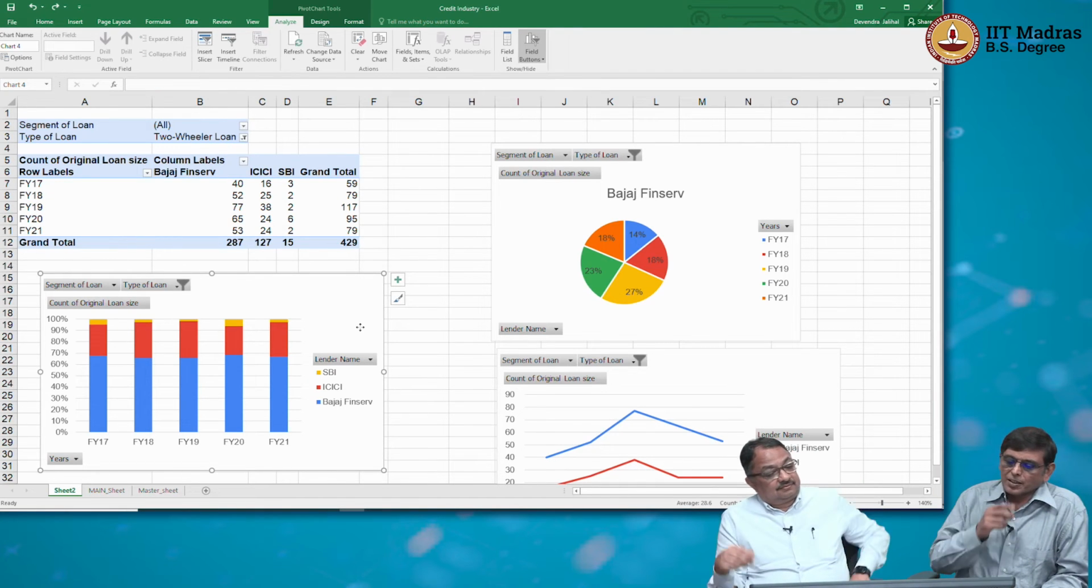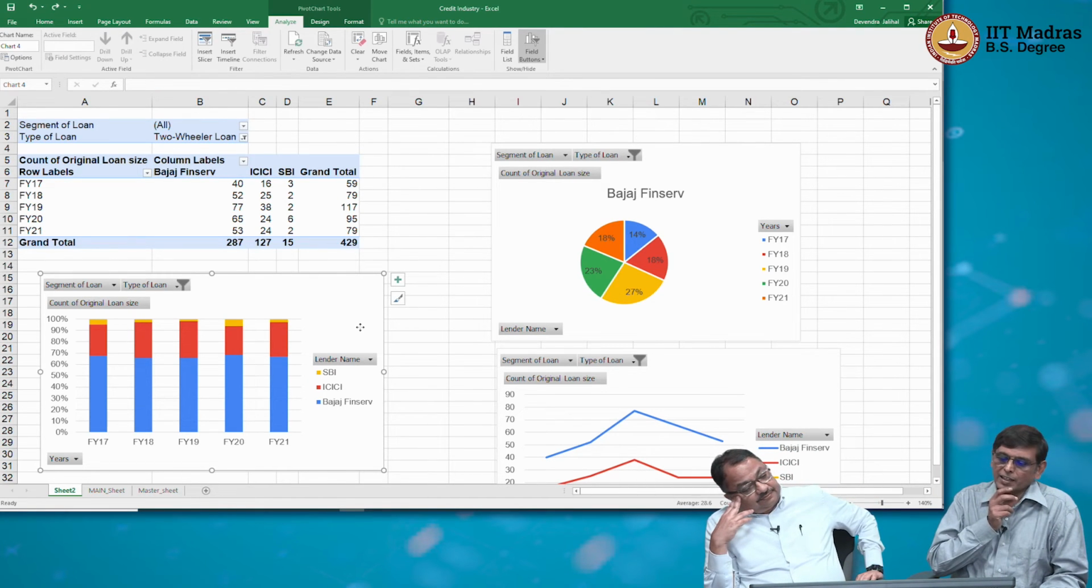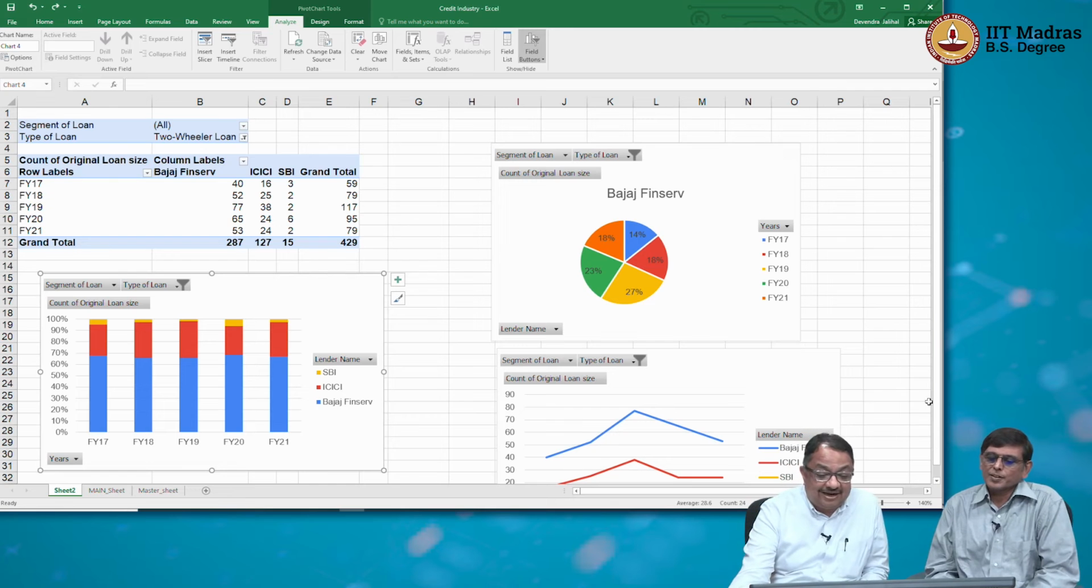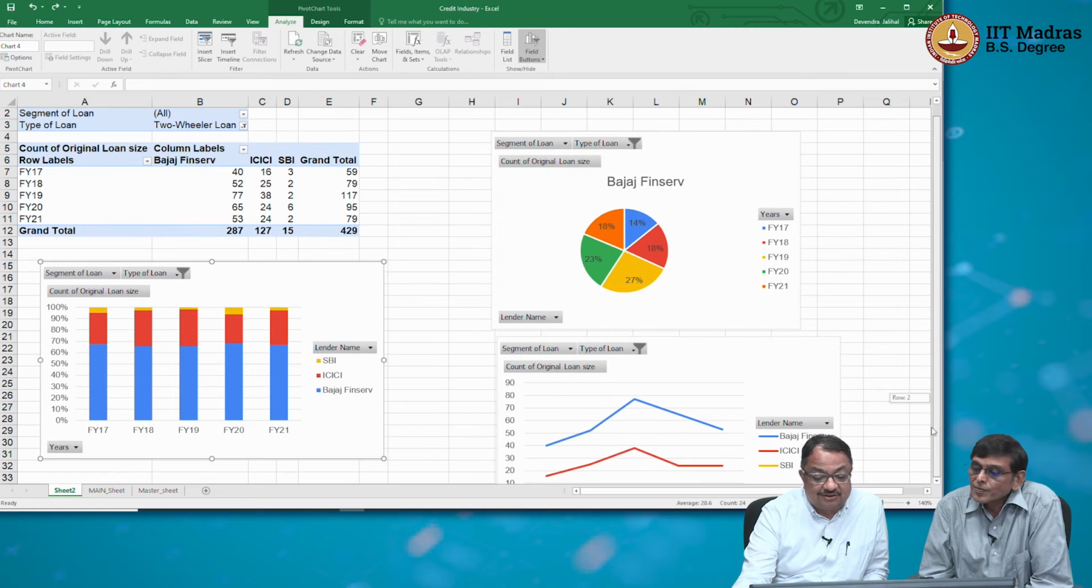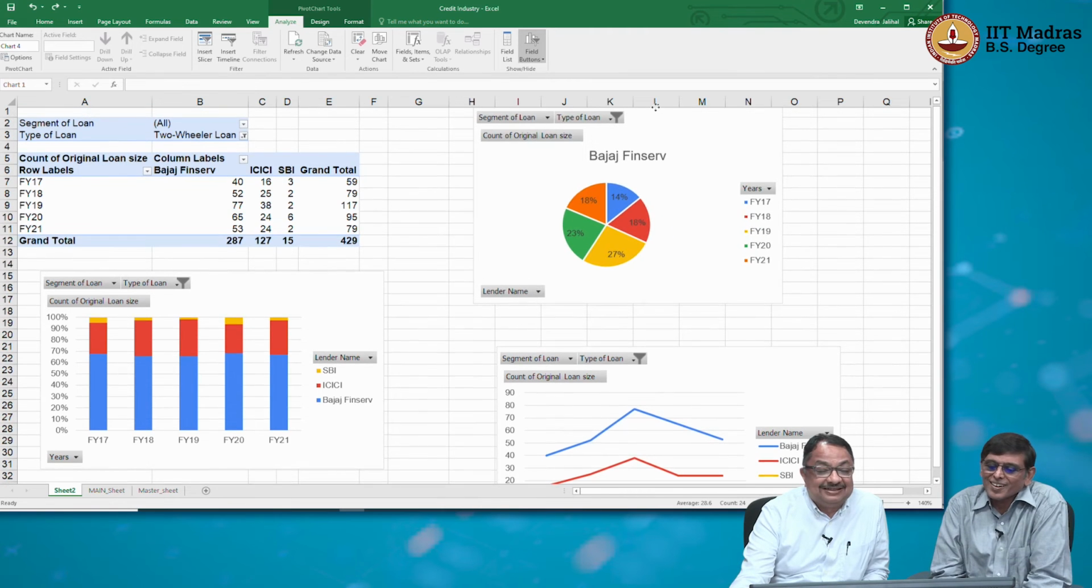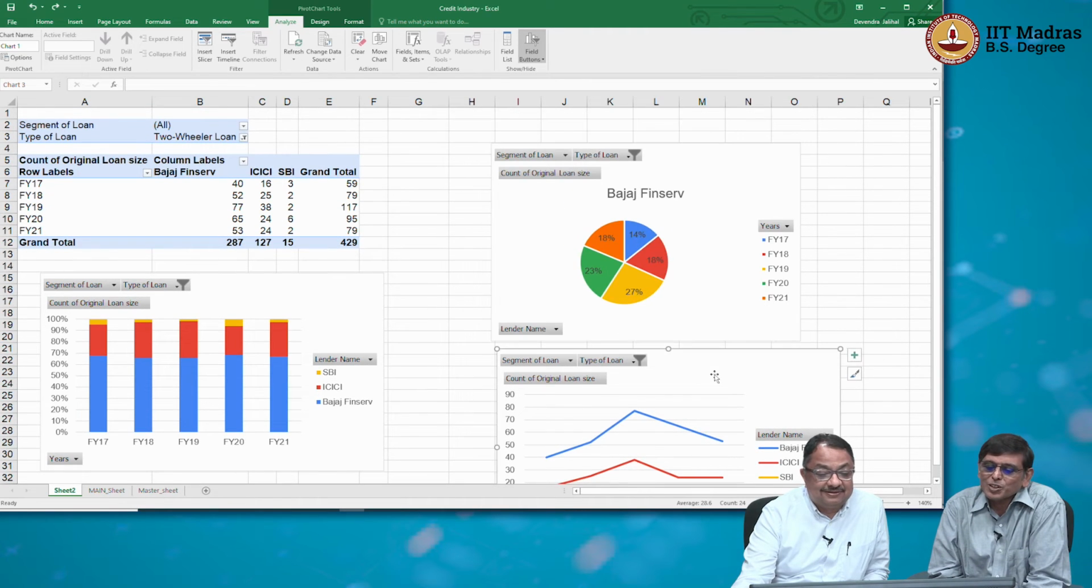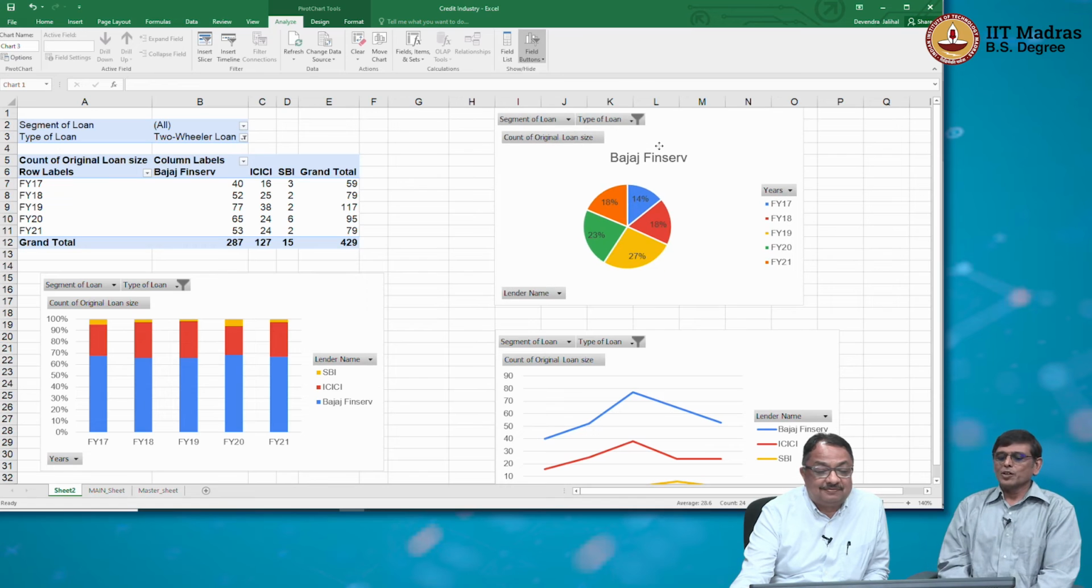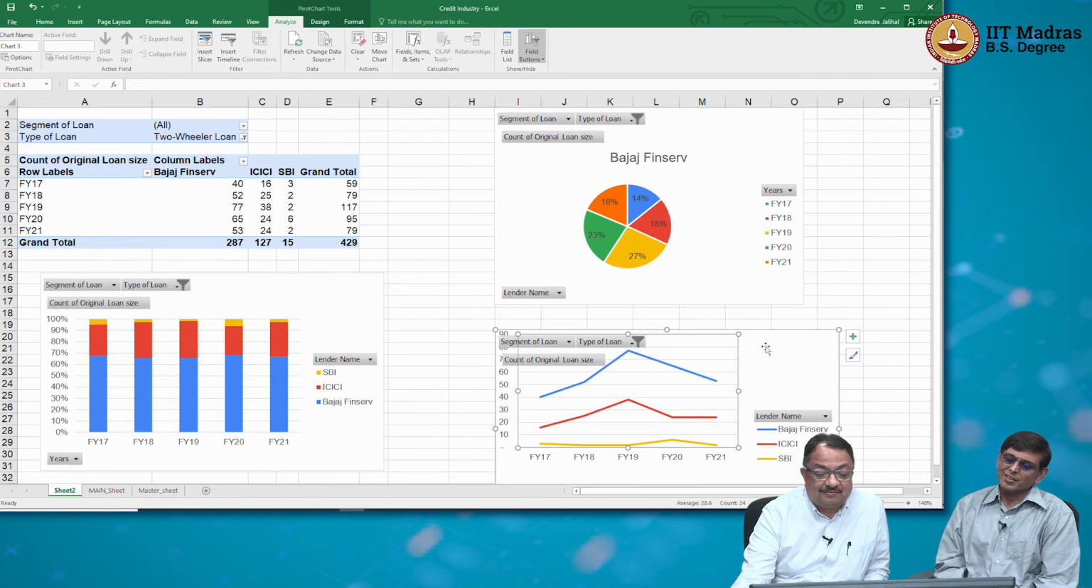But it's clear that in FY19, ICICI took share from both SBI and Finserv. And you can see that here also. Maybe not, it's not so apparent here. That's why this stacked bar graph is usually very useful for a market share picture.